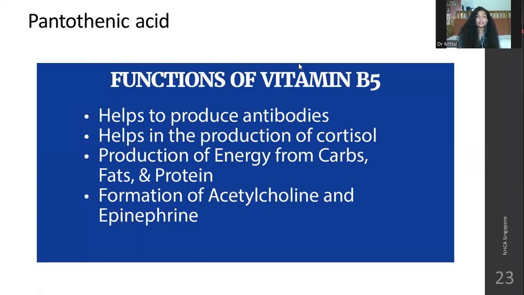Next is your pantothenic acid, vitamin B5. Function: it helps to produce antibodies. It helps in the production of cortisol, production of energy from carbohydrates, fats, and protein, metabolism of carbohydrates, fat, and protein in short, and formation of acetylcholine and epinephrine.